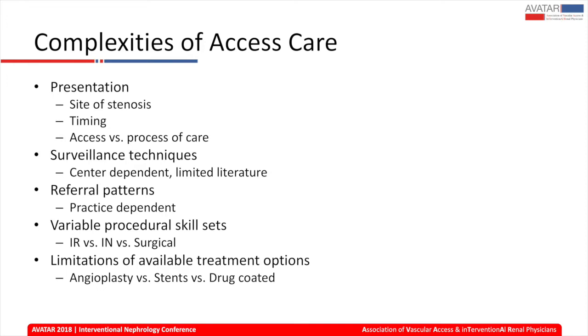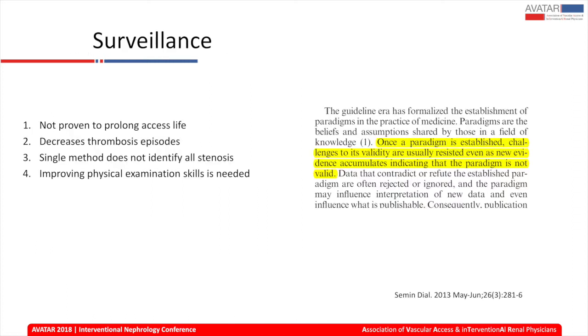The access care itself has so many inherent complexities that we still don't understand the complete extent of the access dysfunction and the pathophysiology behind it. So in that regard, identifying the barriers and complexities of surveillance alone will not truly help us improve the access outcomes. Now with that, I want to conclude that once you develop a paradigm, it's very hard to challenge its validity, and it's very hard to change the paradigm.